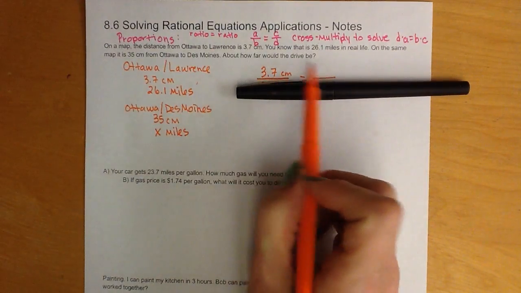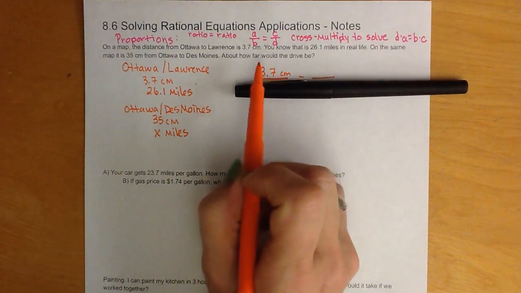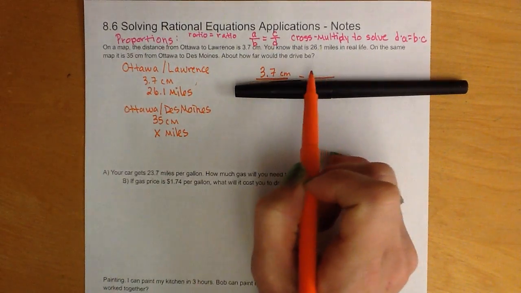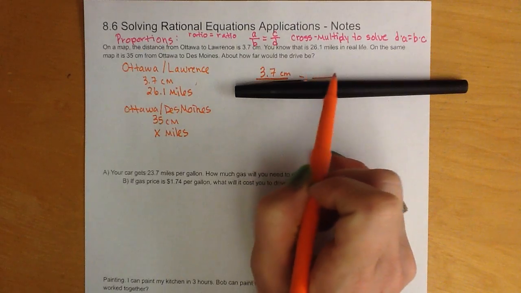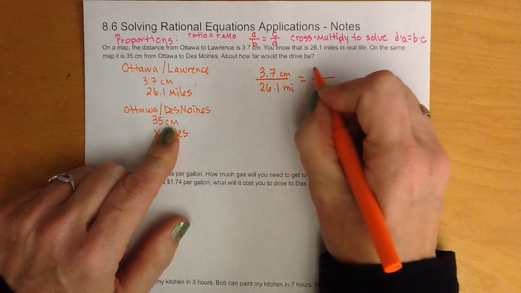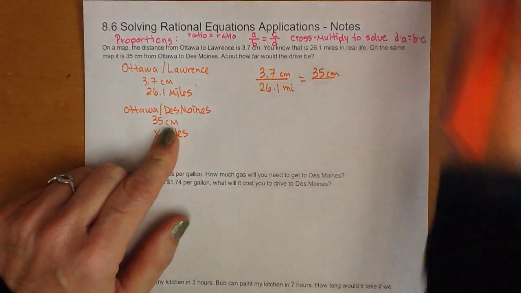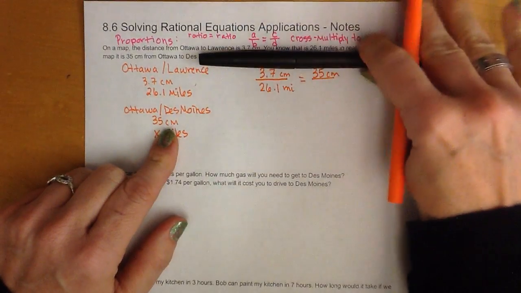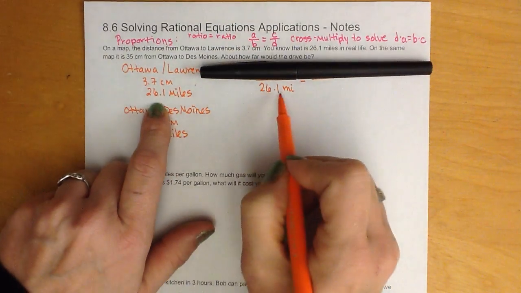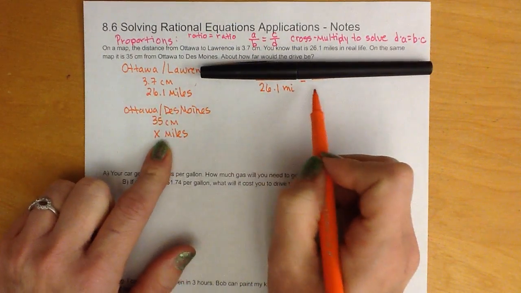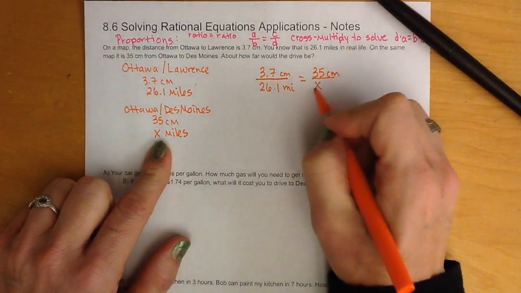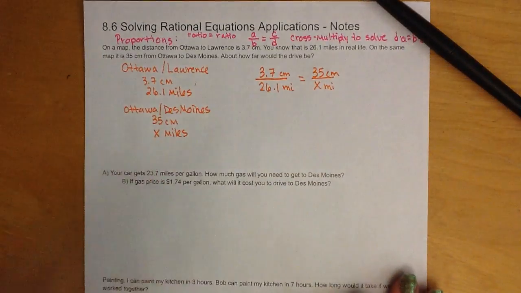If I'm going to make my two numerators match, notice that this is the map distance, which is 3.7 centimeters. So this numerator also needs to be map distance, which is 35 centimeters. And then the denominators need to match. This denominator is the real life distance, 26.1 miles. And then this denominator needs to be the real life distance, which is x miles.